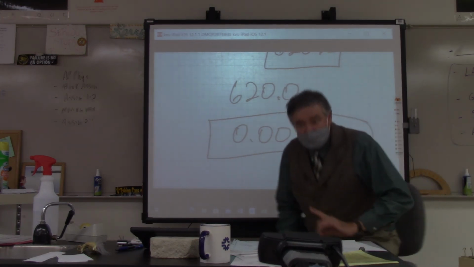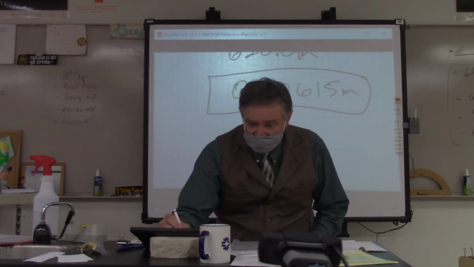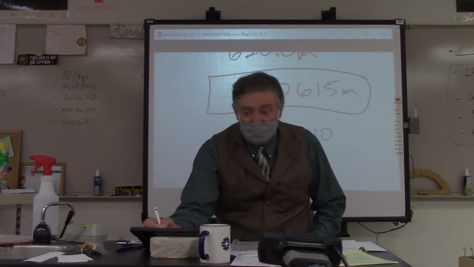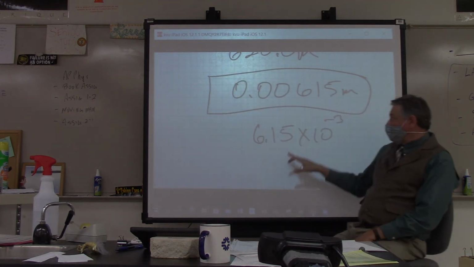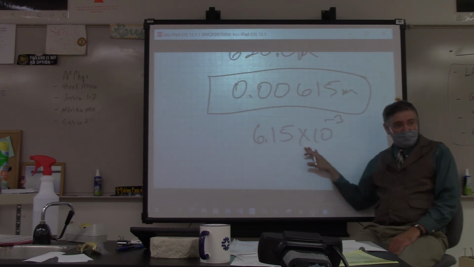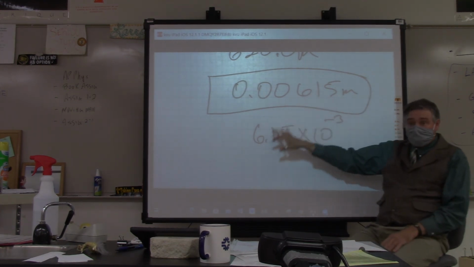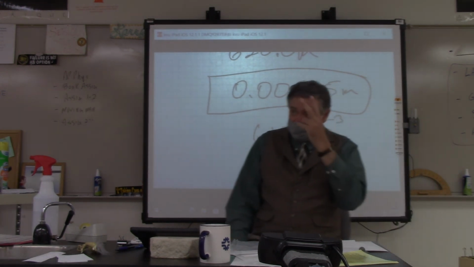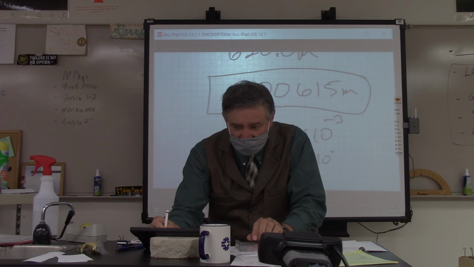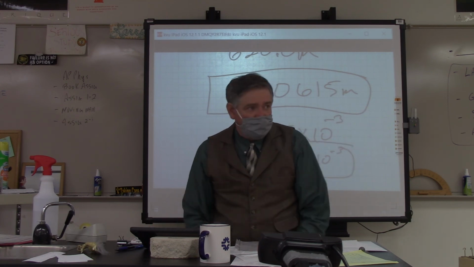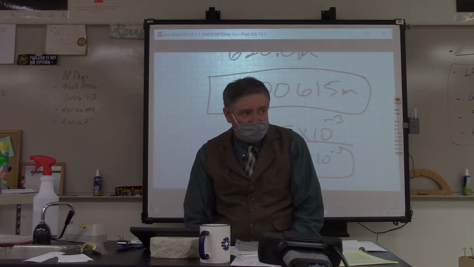Now, here's the reason why. If you were to put that in scientific notation, you would write that as 6.15 times 10 to the negative third. So if I write it like this, this has 3 significant digits. So if I were to actually write this out using 2 significant digits, I'd write it as 6.2 times 10 to the minus third. Okay?